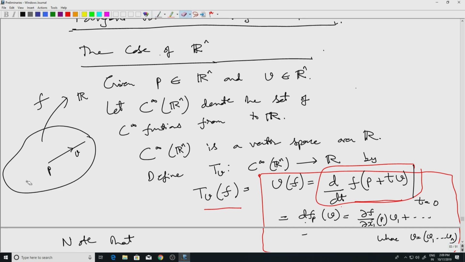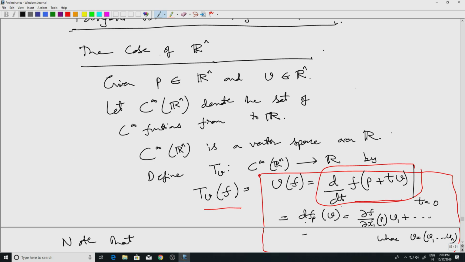But here let me redraw this picture. So given a point P, a tangent vector would be, schematically, drawn as an arrow based at P, but really V is just any element of Rn. Of course, the key point here is how this point P is being thought of.